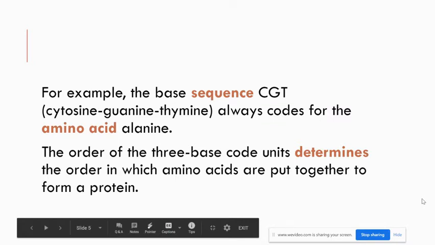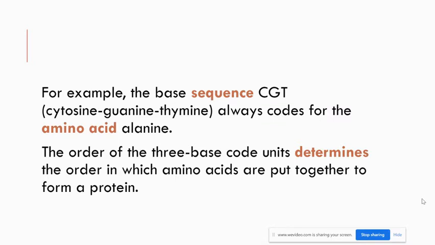For example, the base sequence CGT, which is cytosine, guanine, and thymine, is always going to code for the amino acid alanine. Sometimes there'll be multiple sequences of bases for the same amino acid. There are only 20 amino acids, so those combinations of bases can sometimes create the same type of amino acid, but it depends on how it's read. That order of the 3 base code determines the order in which the amino acids are put together to form that specific protein. So there are endless possibilities.